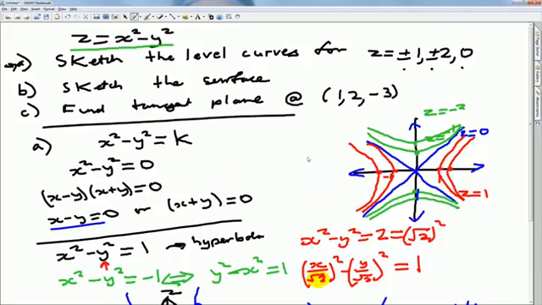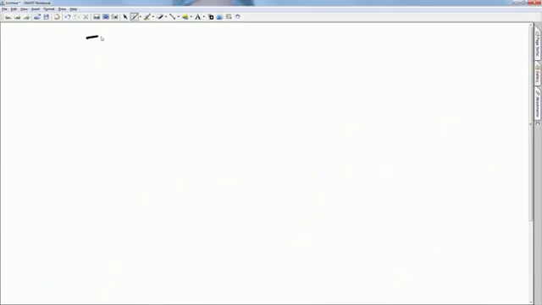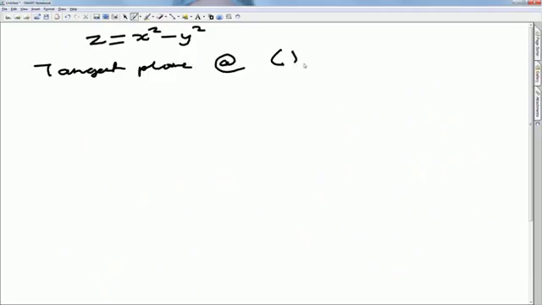Now we can do other things with surfaces like we've done before. So something else we've done is things like find the tangent plane. So we've got our curve. Let's do the tangent plane at x equals 1, y equals 2, and if you plug those two values in, you get z equals minus 3.